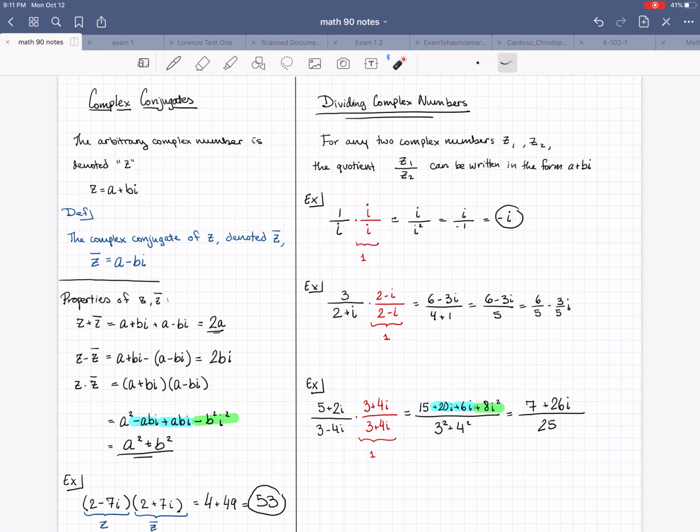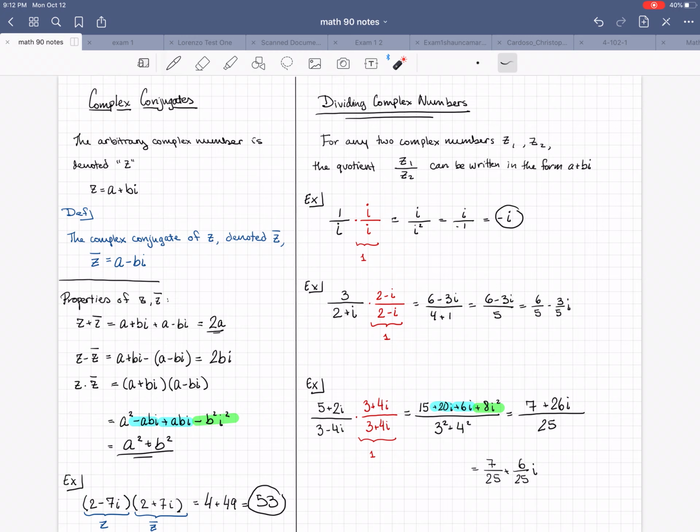And again, if you're keeping up with what I said at the beginning, the quotient of any two complex numbers can be written in the form a plus bi. So this can be written in the form 7/25 plus 26/25 i. So you took two complex numbers. One had a real part of 5 and an imaginary part of 2. The other had a real part of 3 and an imaginary part of negative 4. And the quotient was 7/25 plus 26/25 i.